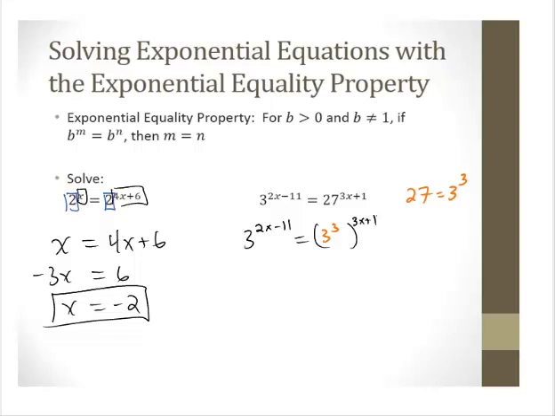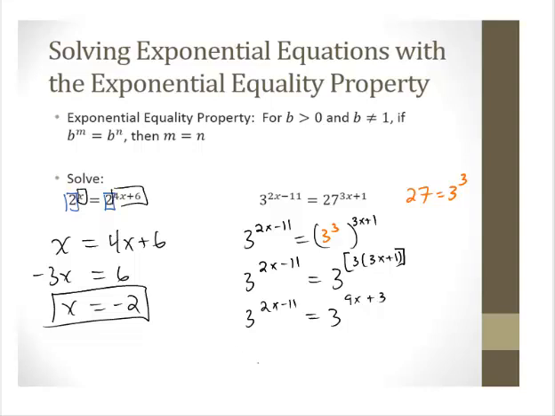Now I'm going to use a property of exponents. When you raise a power to a power, which is what I have on the right hand side, I have 3 to the third to the 3x plus 1. When I raise a power to a power, you multiply exponents. So that's 3 raised to the 3 times 3x plus 1. So then we have 3 to the 2x minus 11 is equal to 3 to the, using the distributive property, 9x plus 3.